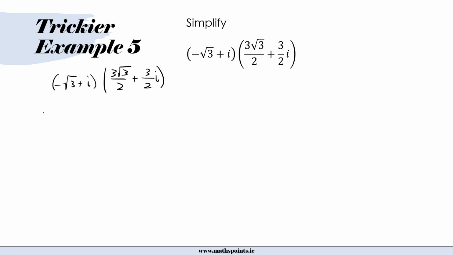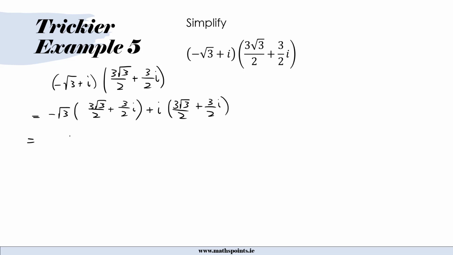Well, all I would do is take minus root 3, and multiply that by 3 root 3 over 2, plus 3 over 2i. And remember, i is just a variable in this question. We're treating it like an x. And then I'd have the second part of the first bracket, plus i, and I'd multiply that by the second bracket, 3 root 3 over 2 plus 3 over 2i.